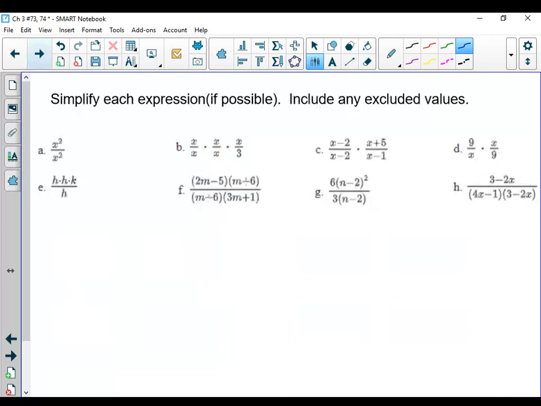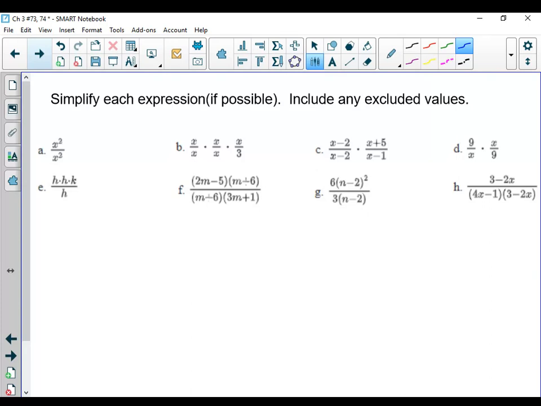So here's what I'd like you to try with your group members. And hopefully you can see those. I've got 8 different expressions. For each one, I want you to see if you can simplify them, first of all. The second thing you're going to do is list any excluded values. In other words, is there anything that actually would not work in this?